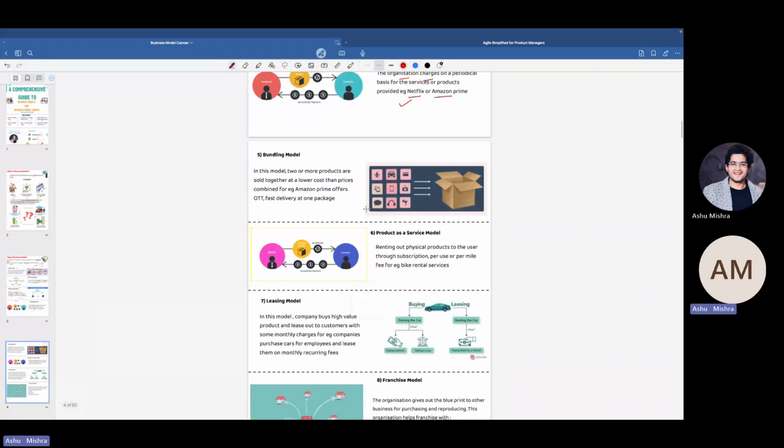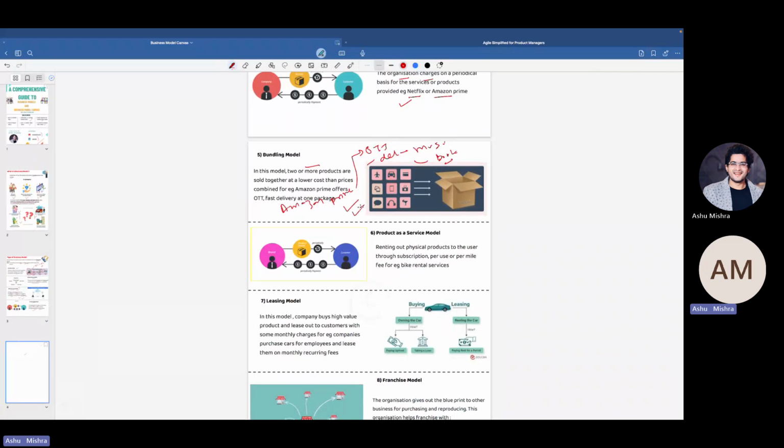Now, the fifth kind of model that we have is bundling. What is this bundling, guys? If you see, for example, Amazon Prime, right? What does Amazon Prime bundle? One is your OTT, second is your delivery, third is your music, fourth are the books that are provided. So all of them are bundled into one, guys, and this is called the bundling model.